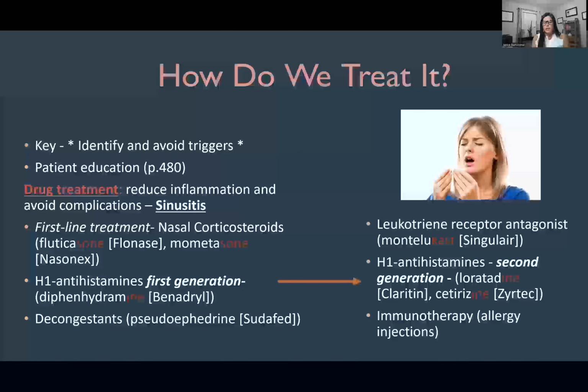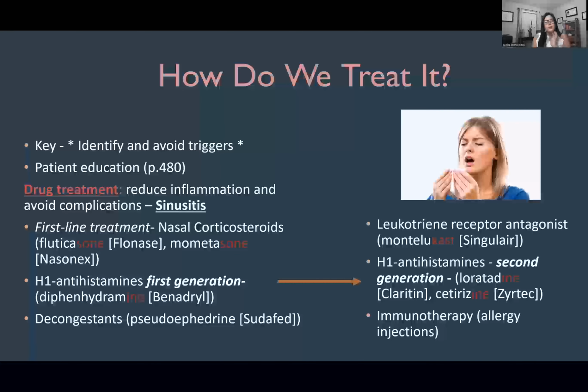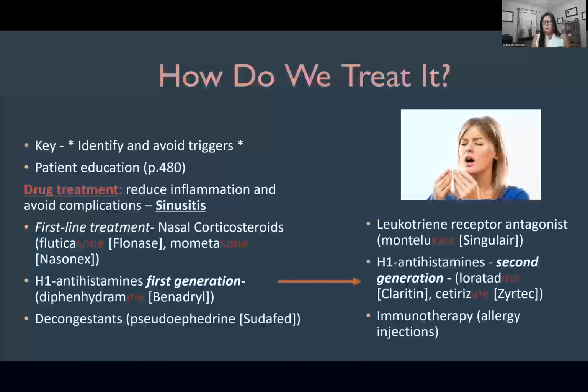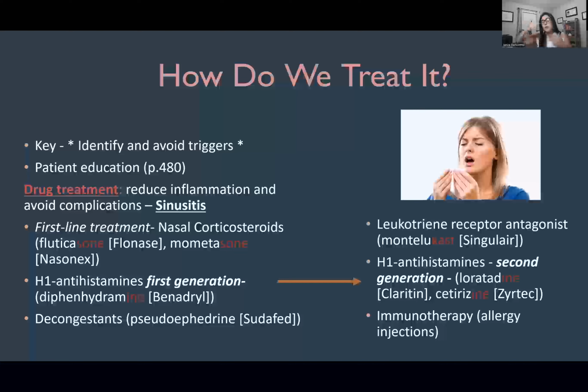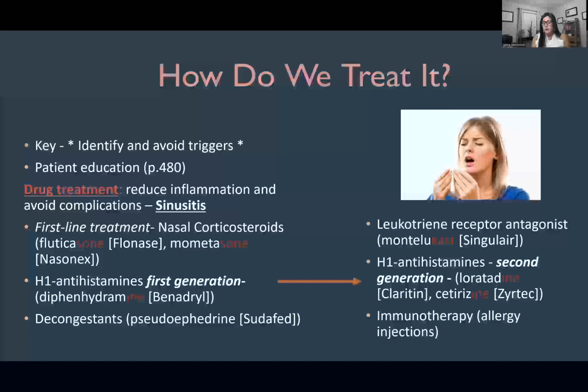Another medication is leukotriene receptor antagonist. They end in -cast: montelukast, or Singulair. Now, some people have chronic allergies and they've tried the antihistamines, they've tried the nasal corticosteroids, and it just doesn't cut it. So your doctor might prescribe a long-term medication like leukotriene receptor antagonist to keep you controlled and to make sure that your immune system doesn't constantly react.